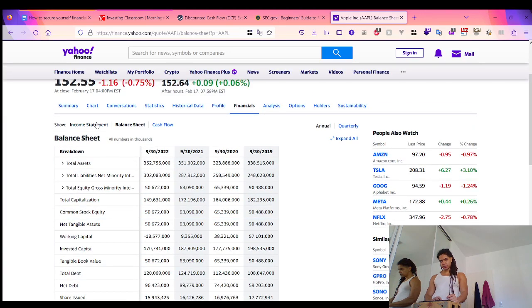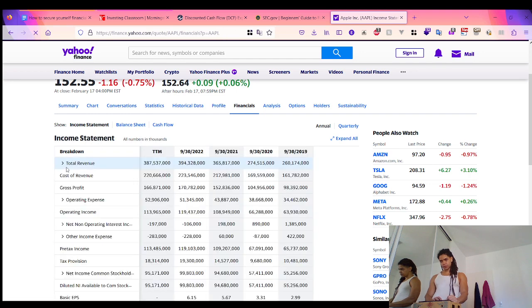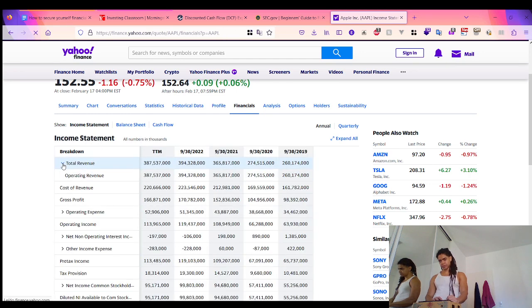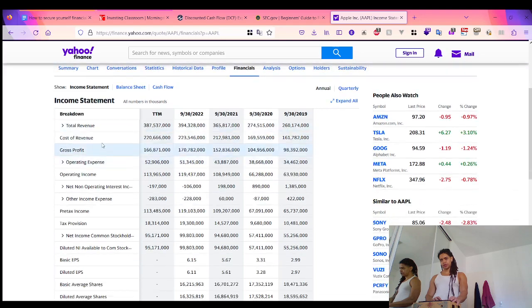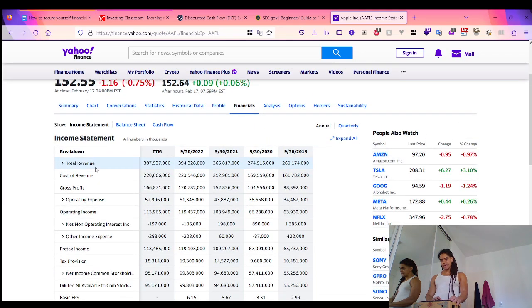Apple income statement. It shows you the total revenue, operating revenue. At the top you have all the money from sales. The total revenue is the total amount of money from sales of product or service.